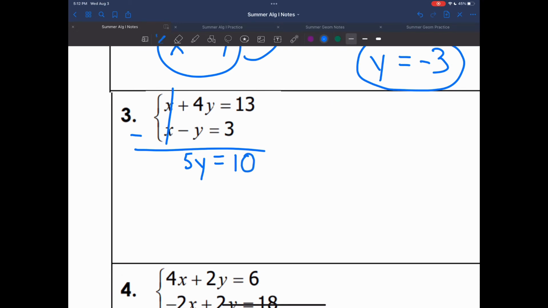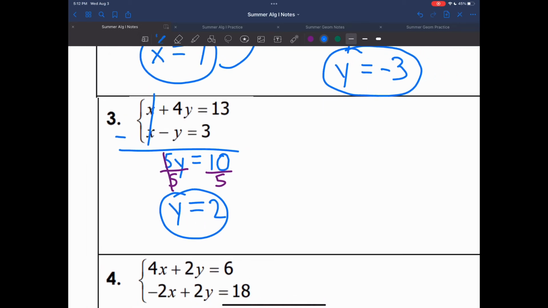It's very doable, but you have to be careful. Okay, just be careful with all your negatives. All right, now from here, we solve for y. So we divide both sides by 5. 5s will cancel. We get y equals 2. Okay, so this had us cancel out the x and we solve for our y variable.